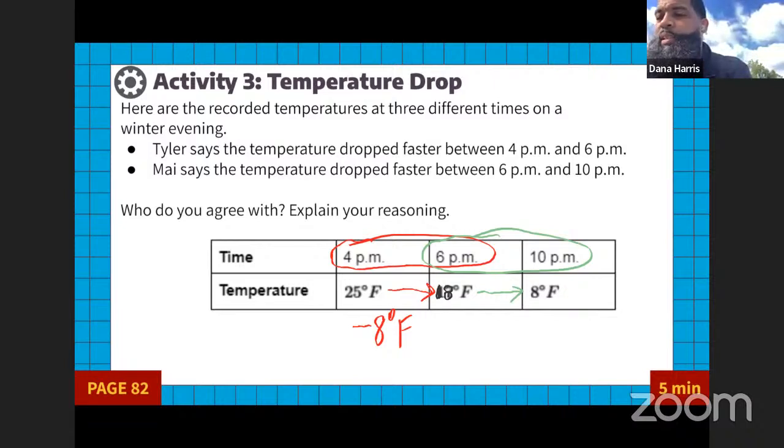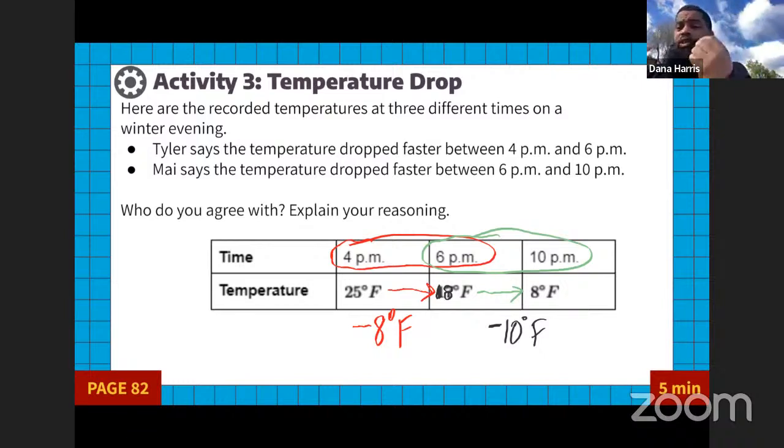So notice if we go from 18 degrees to 8 degrees, we have a drop of 10 degrees Fahrenheit. Well, how did you get that, Mr. Harris? We simply took the temperature at 6 p.m., which was 18 degrees, and then 10 p.m. at 8 degrees, and 18 minus 8 equals 10 degrees Fahrenheit. Notice that is a -10 because we are talking about the drop in the degrees.